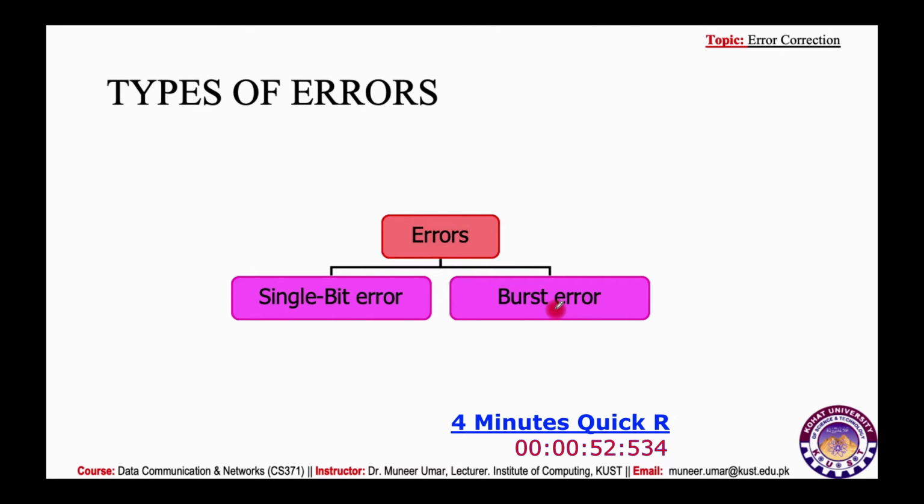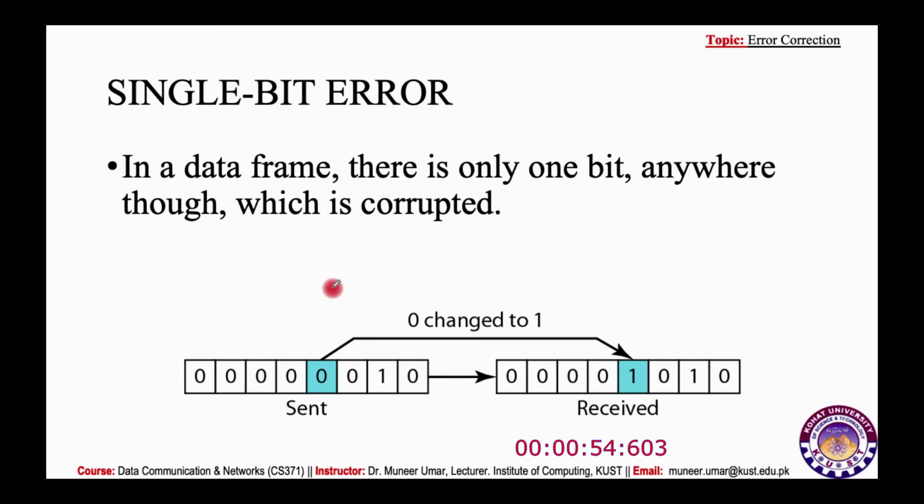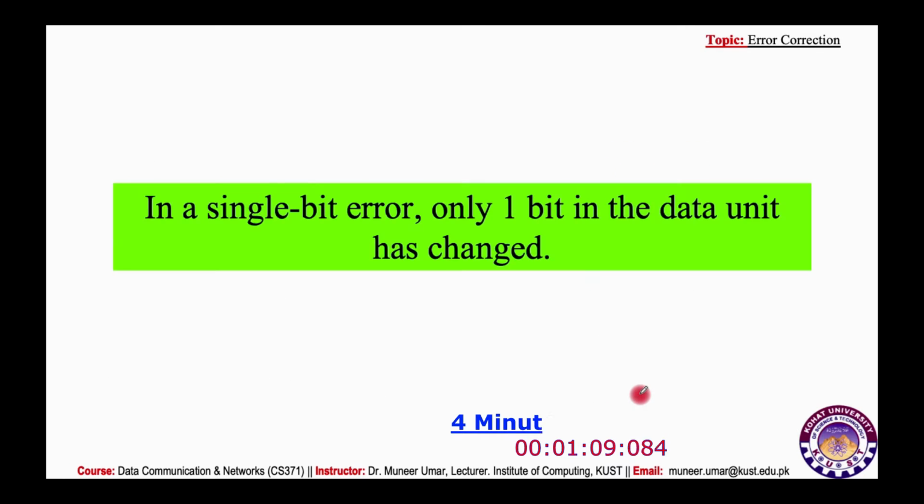Two types of errors: single bit error and burst error. In single bit error, we say that there is only one bit which has been changed or corrupted, and that is different at both the sides, the sender side and the receiver side. So this is known as single bit error. Only one bit at any place is changed.